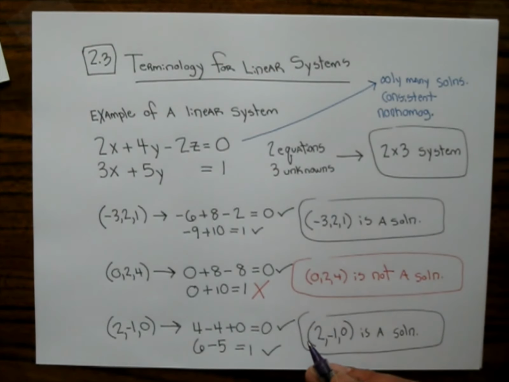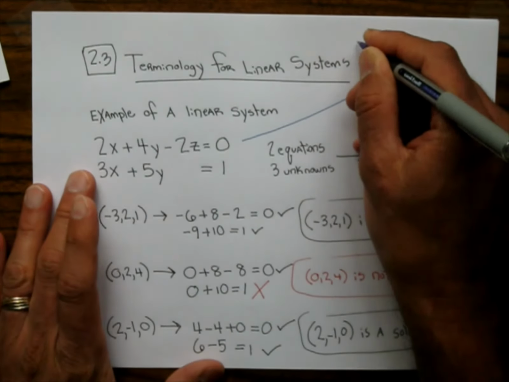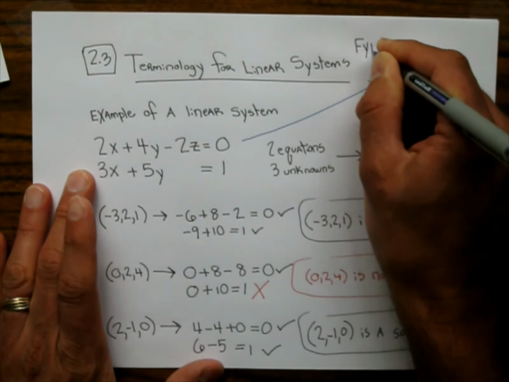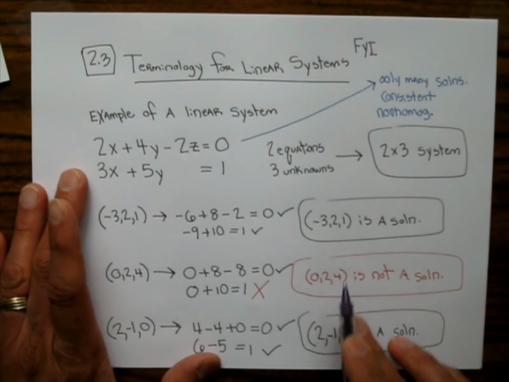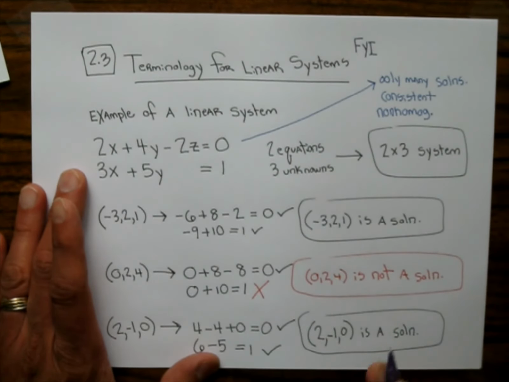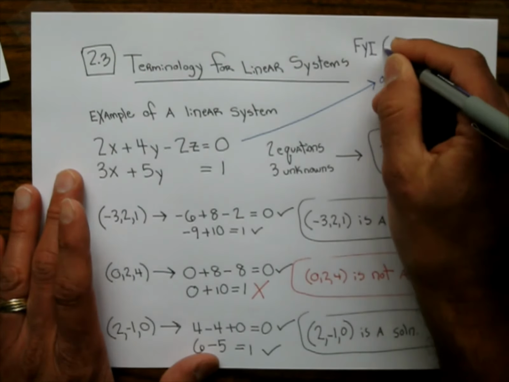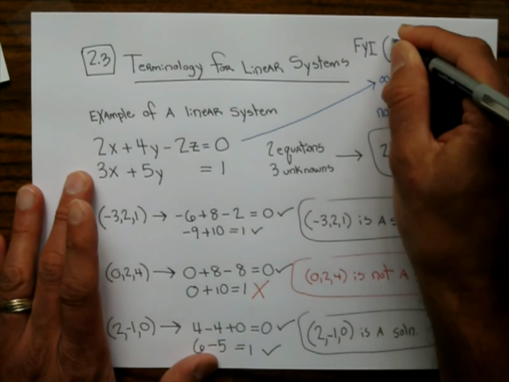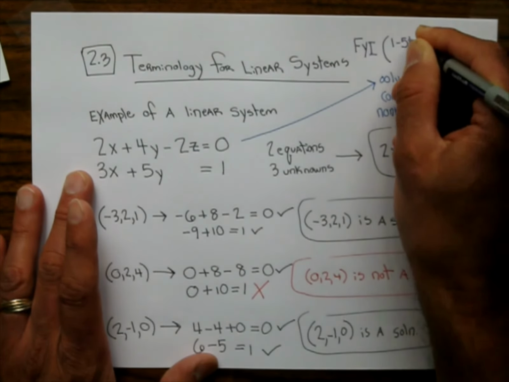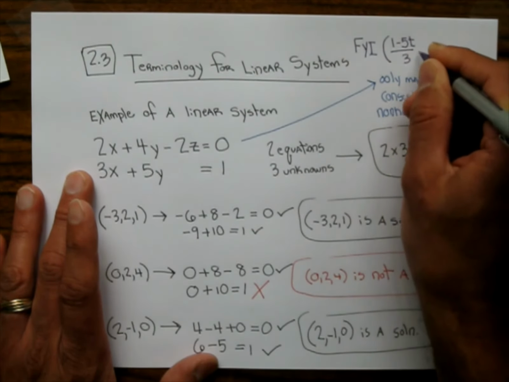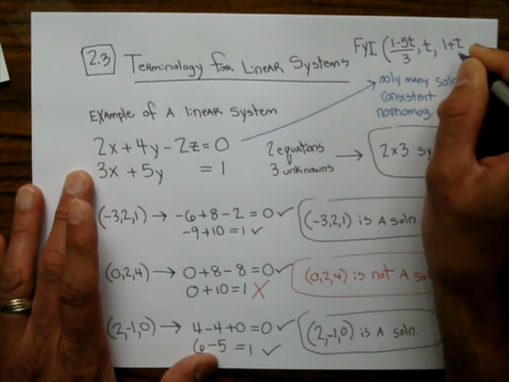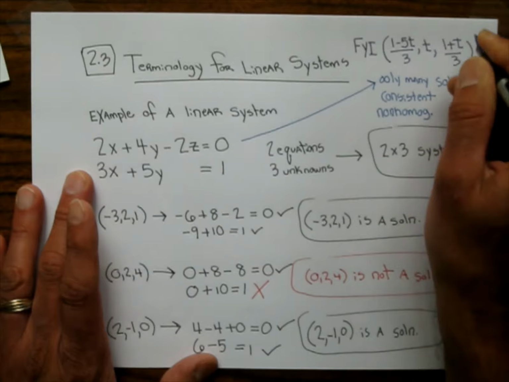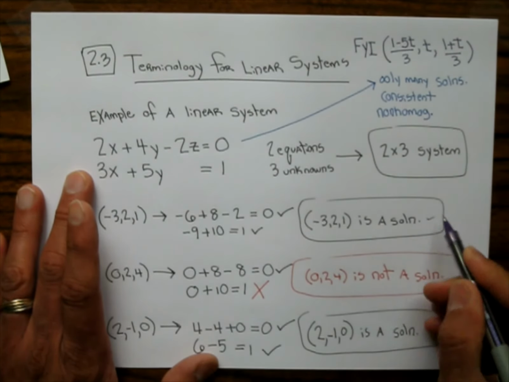Not that you have to memorize those definitions word for word, but this is just an FYI. Our system has infinitely many solutions, and we just have 2 of them here. So I'm going to list all of the solutions, and you're probably going to think it's going to take me the rest of my life, but watch this. It is (1 minus 5t)/3, comma, t, comma, (1 plus t)/3. And so that captures all the solutions, captures that one and that one.